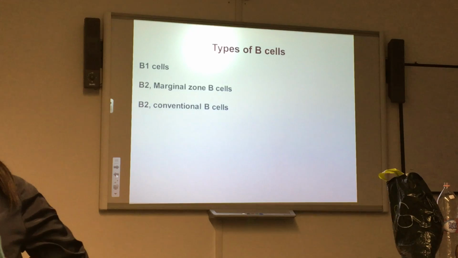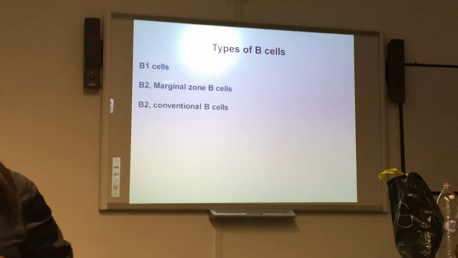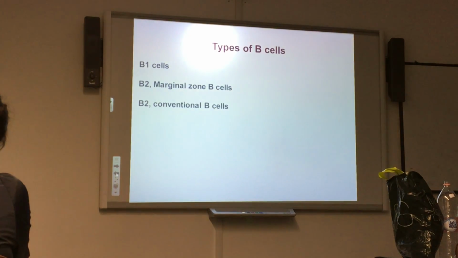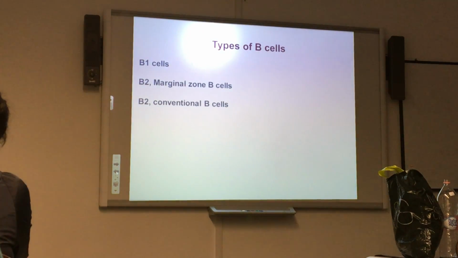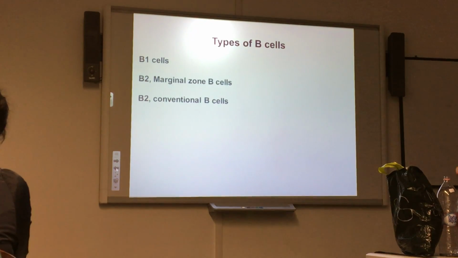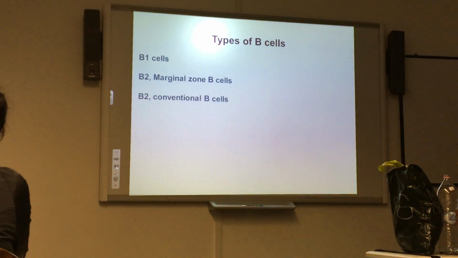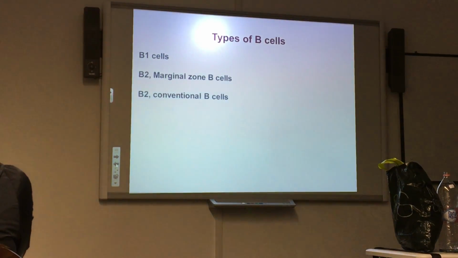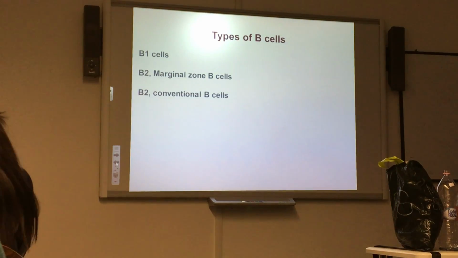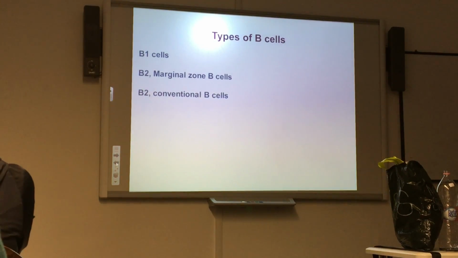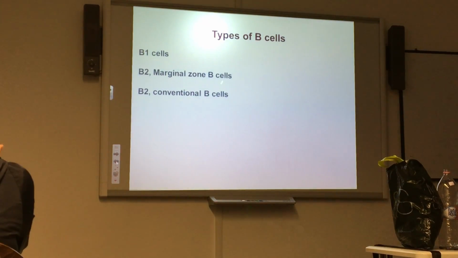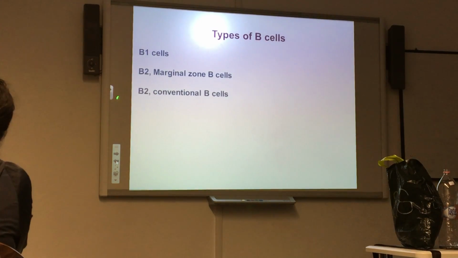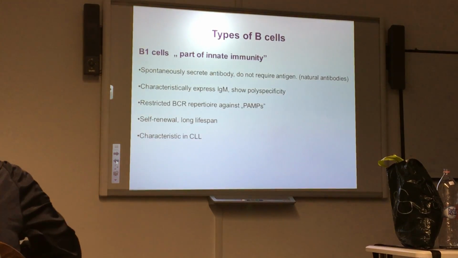And we can also distinguish the B2 cells. One population of B2 cells is called marginal zone B cells, which localize to which tissue? It's not exactly a lymph node. Okay, and also the conventional B cell is a member of the B2 population of B cells.